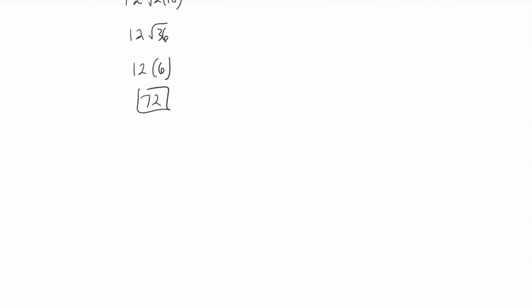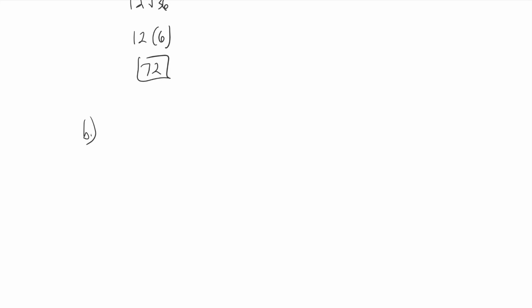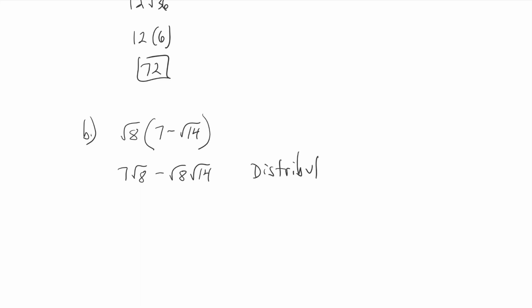Let's try another one. So let's say we had the principal square root of 8 times 7 minus the principal square root of 14. All the properties we've been learning up to this point are still valid because these are all real numbers. So I'm allowed to use any property of real numbers I've studied previously, starting with the distributive property. We're allowed to distribute this. So I'm going to use the distributive property. Again, not a new property.